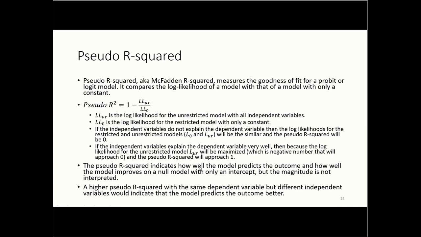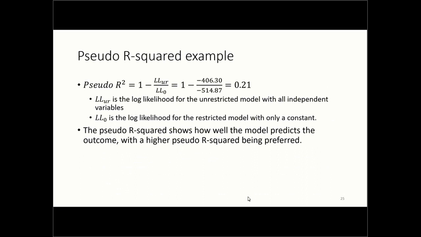Okay, so the pseudo R-squared basically indicates how well the model predicts the outcome and how well a model improves on a null model that has only an intercept, but the magnitude is not interpreted. So how we can use the pseudo R-squared is that a higher pseudo R-squared with the same dependent variable but different independent variables would indicate that the model predicts the outcome better. So again, if you have a model that has, say, 3 independent variables versus 4 independent variables, same dependent variable, and one of these models has a higher pseudo R-squared, then we should use the model that has the higher pseudo R-squared, or if we have different variables, not necessarily the same variables, we should be picking the model that has the higher pseudo R-squared.